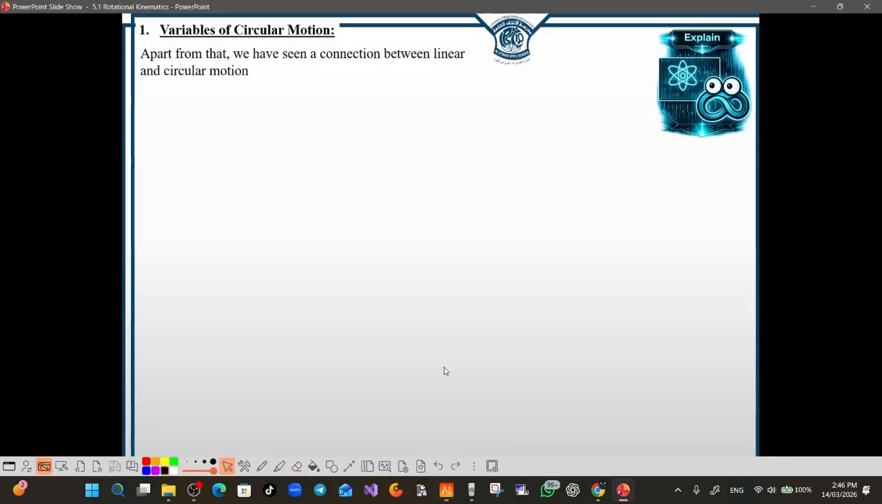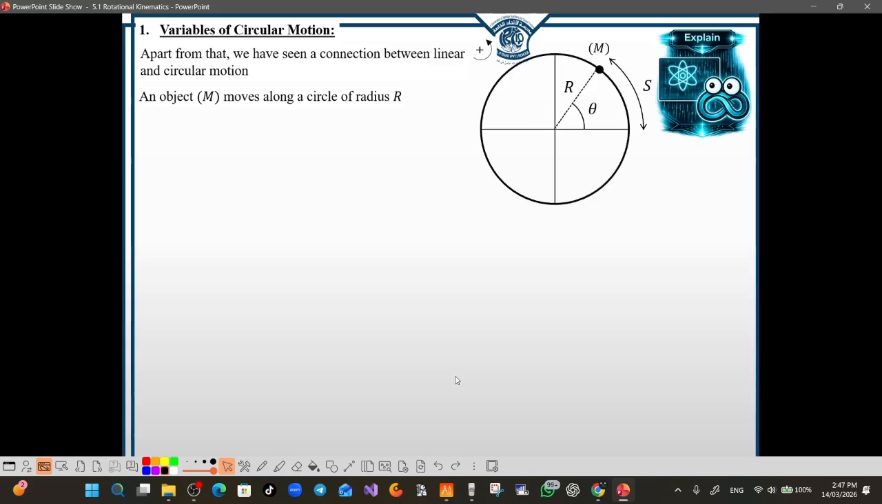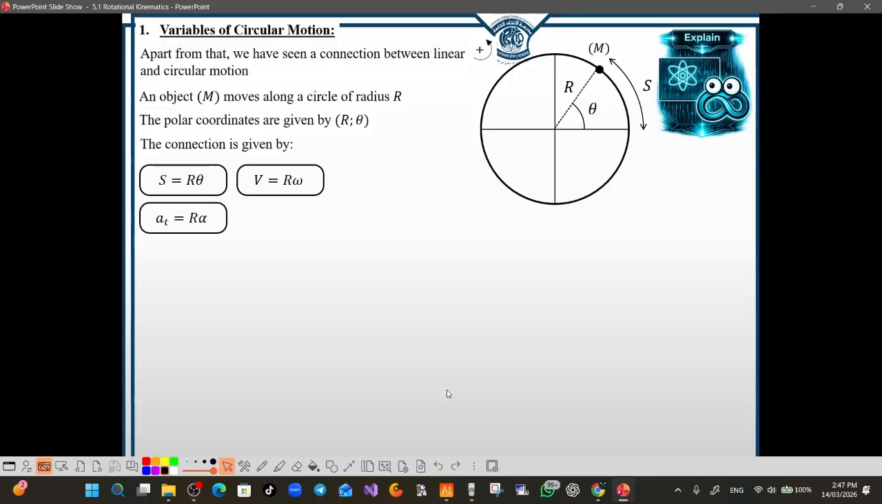Now, apart from that, we have seen a connection between linear and circular motion. An object M moves along a circle of radius r. The polar coordinates are given by r and theta, and the connection is given by s is equal to r theta, v is equal to r omega, tangential acceleration is equal to r alpha, and the centripetal acceleration will be v squared over r.